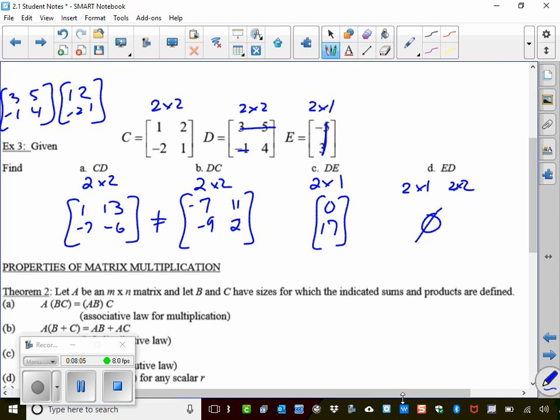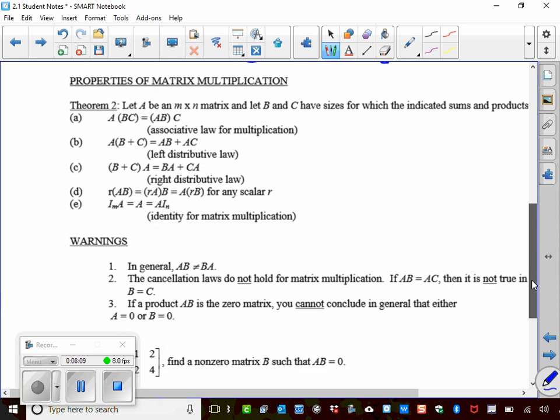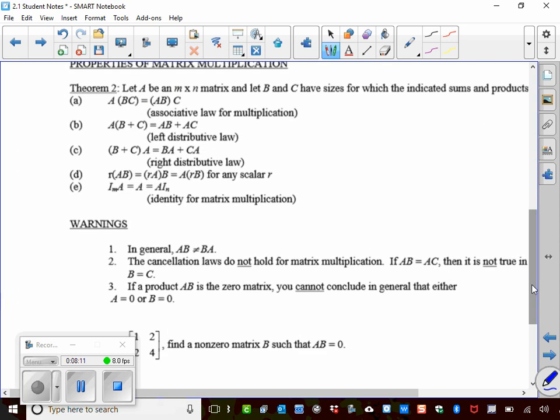All right, so matrix multiplication, there's just some properties down here that you can look through, but they're all pretty similar. The big one is that this is not true: A times B is not equal to B times A.